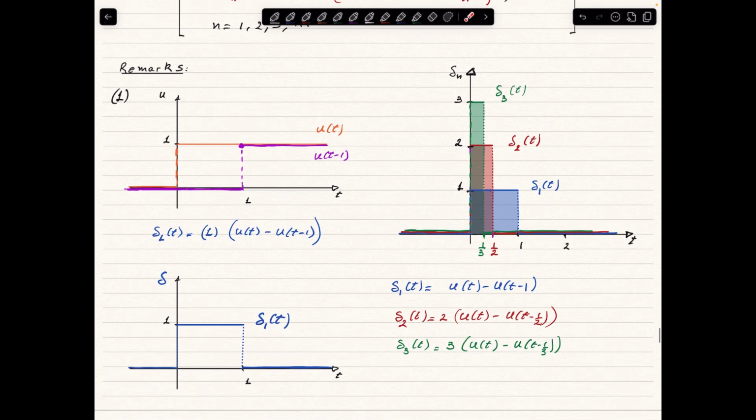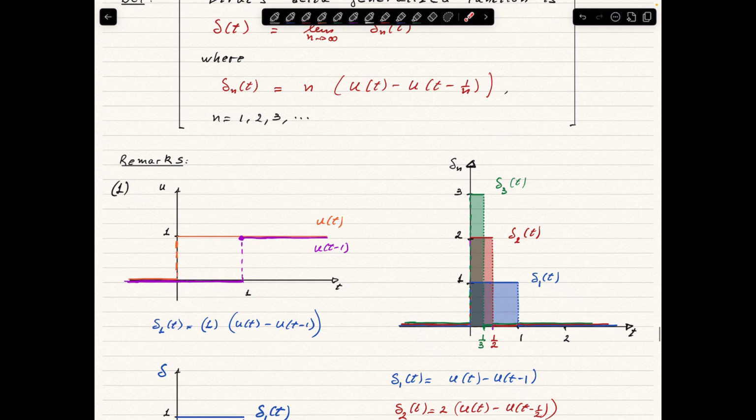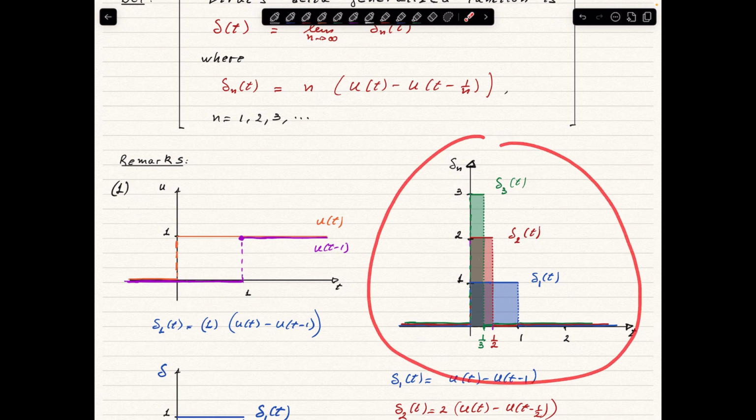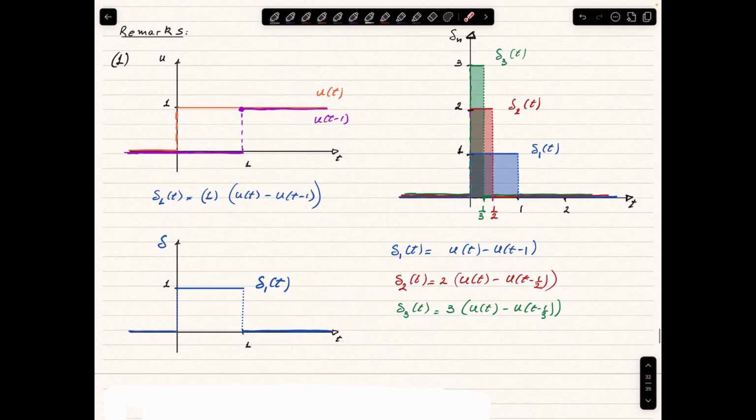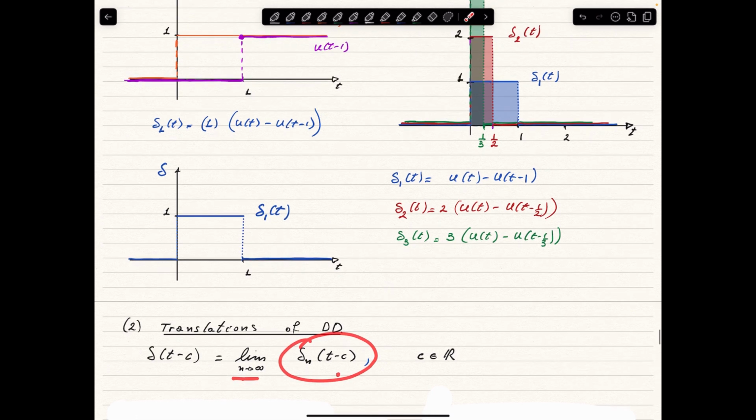Notice that we have defined this Dirac Delta as a function of t, but we can translate all these functions to the right by c or to the left by c, and then we get what is called the translations of the Dirac Delta. And we denote it like this: the translation by c of the Dirac Delta generalized function is the limit of the translations of the individual functions in the sequence that defines the Dirac Delta. So let's see that in an interactive graph.